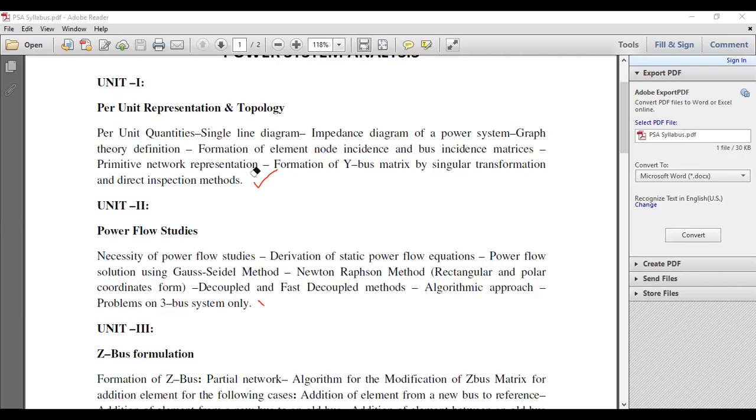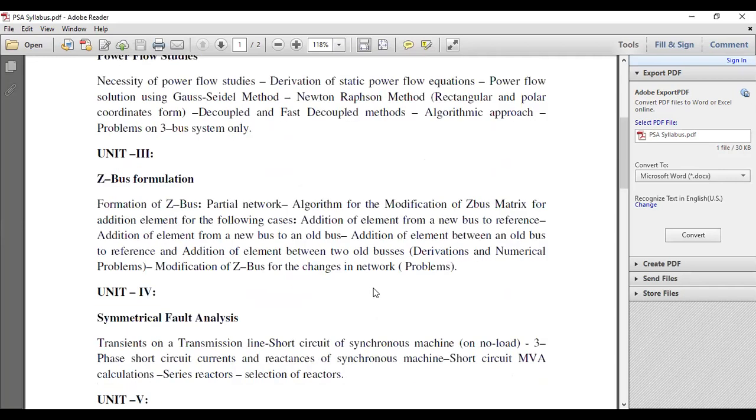Right now, come to the next chapter, that is Ybus formation. Now you see, formation of Ybus algorithm for the modification of Ybus matrix for addition of element for the following cases: addition of element from new bus to reference bus, type 1 modification; addition of element from new bus to old bus, that is type 2 modification; addition of element between old bus and reference bus, that is type 3 modification; and addition of element between two old buses, type 4 modification. That means you can solve problems based on these type modifications.